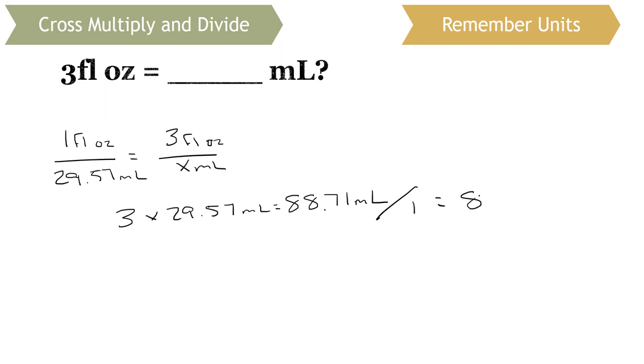Divide by 1 gives you 88.71 milliliters. A lot of people are going to look at this and say, okay, I thought a fluid ounce was equal to 30 milliliters. Well, a fluid ounce is approximately 30 milliliters. If you notice that on your answer choices, you don't have 88.71, but you have 90 milliliters, that is the most correct answer. So you would choose that one. And remember your units, 88.71 milliliters.